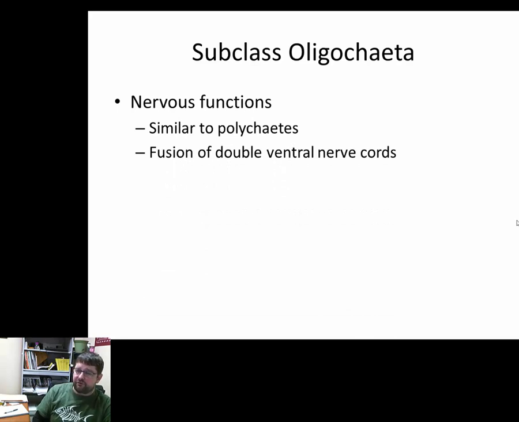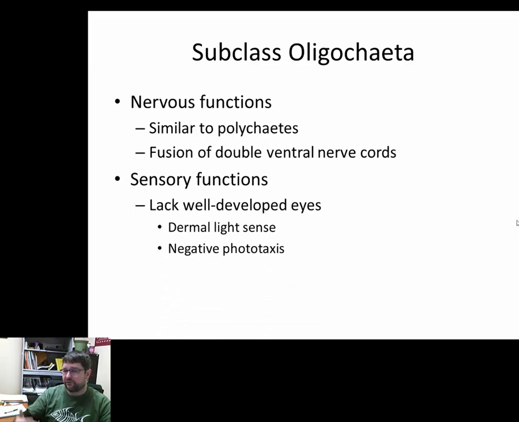The nervous system is very similar to polychaetes. They have a double ventral nerve. They have a suprapharyngeal ganglion, which controls the head region of the organism. But sensory-wise, they do not have well-developed eyes, and in many cases they have no eyes, but they have light-sensing spots or dermal regions which can sense light.